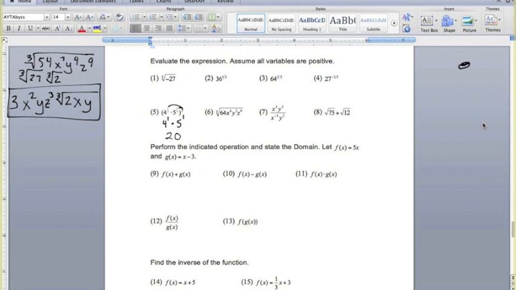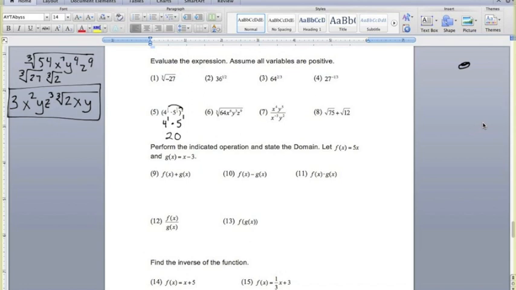The next one I want to look at is number 8, exactly as it appears on your review. The answer that students commonly give is the square root of 87. That is wrong. We cannot add or subtract roots that are different. To be able to add or subtract roots, they have to be the same type of root and of the same thing. So we cannot add these together when the 75 and the 12 are different.